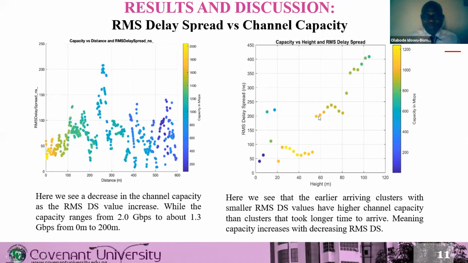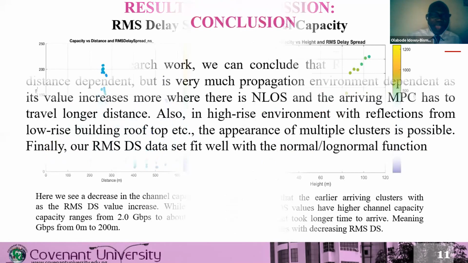On the right side, we see the relationship between the delay spread and the capacity, and we see that the first arriving multipath component, or the first arriving cluster, with the lowest value of delay spread actually has the highest channel capacity, followed by the second arriving cluster and the last one.